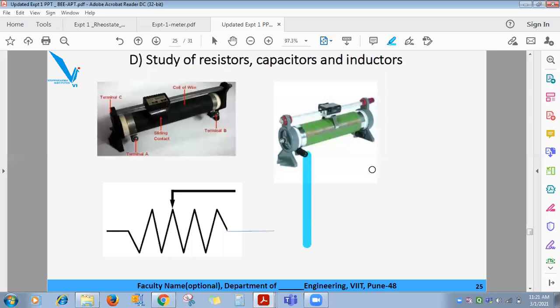Now it has two lower fixed terminals, and the upper one is called the variable terminal. See, the lower fixed terminal is marked as terminal A, and the other fixed terminal is marked as terminal B. From terminal A up to B, one copper wire with many turns is connected. If I connect an incoming wire over here, current will enter A, travel through all the turns and lead to B.